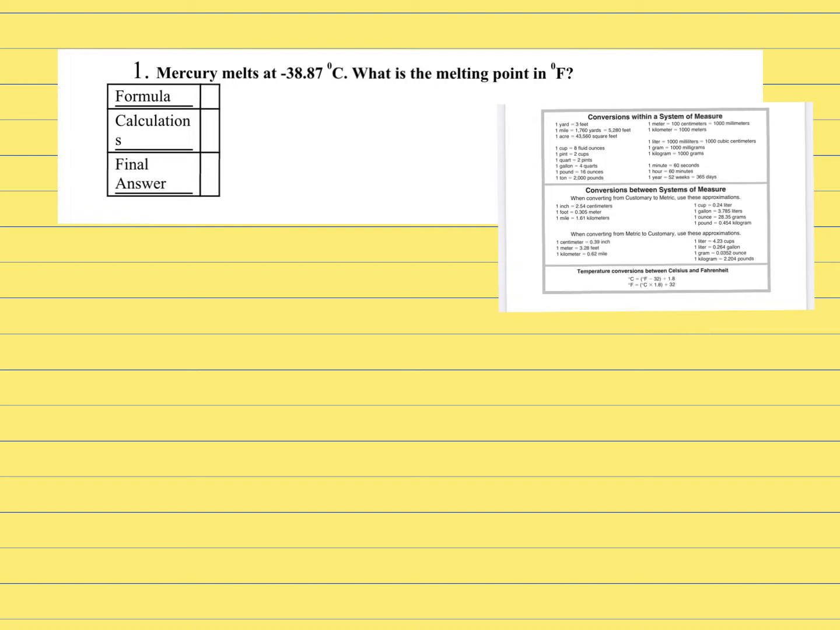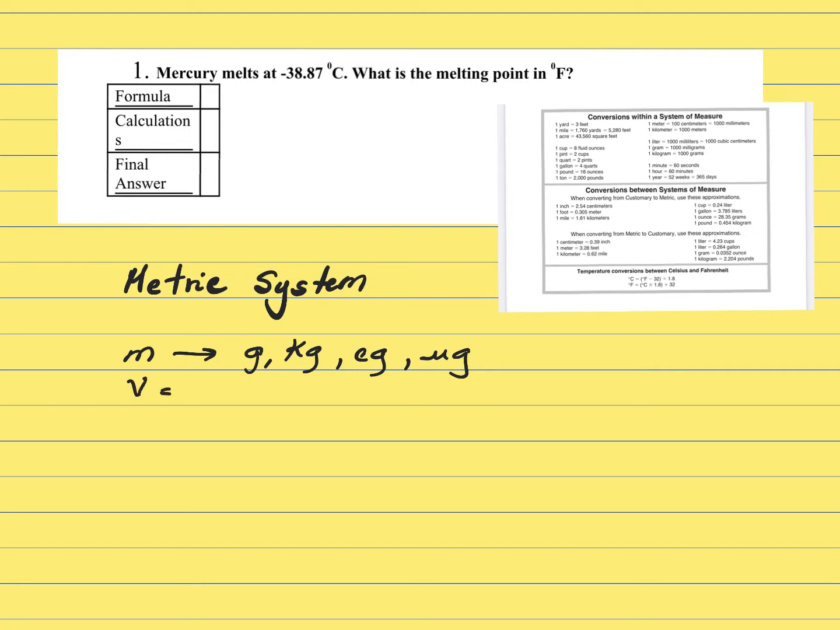Now, why do we have to convert the temperature? We have to convert temperature because the metric system is the system that we use to communicate data within the scientific community. And you know that mass is gonna be expressed in grams, kilograms, centigrams, or micrograms, okay? You know that volume can be expressed in liters, kiloliters, centiliters, microliters, okay?